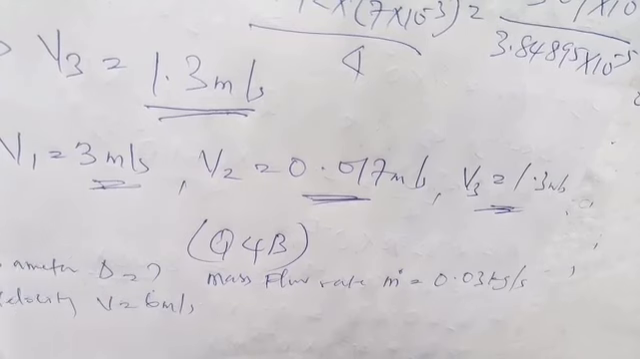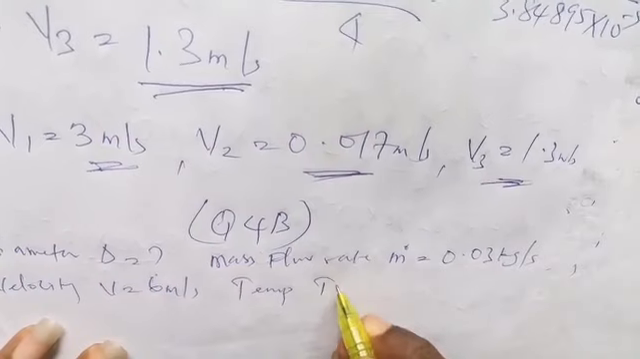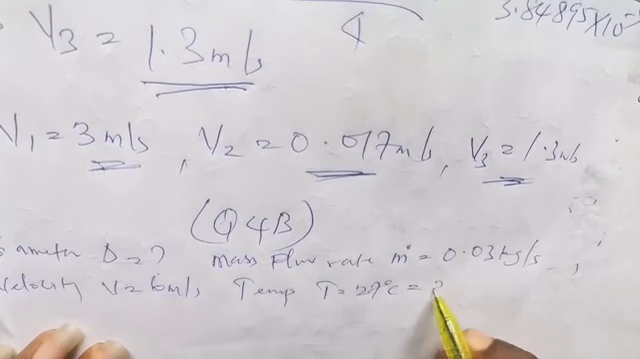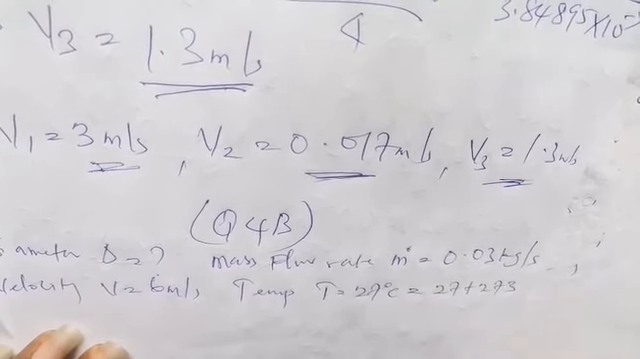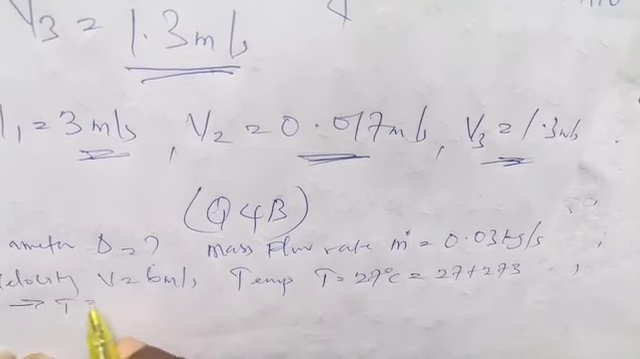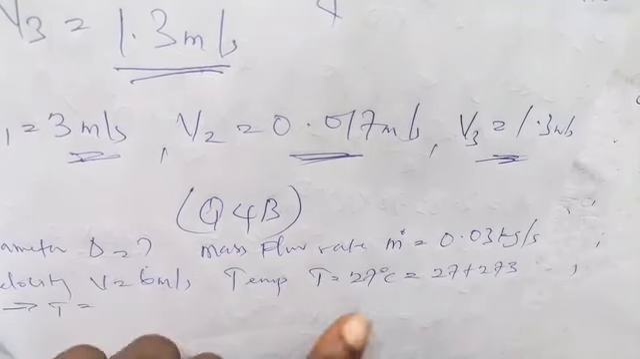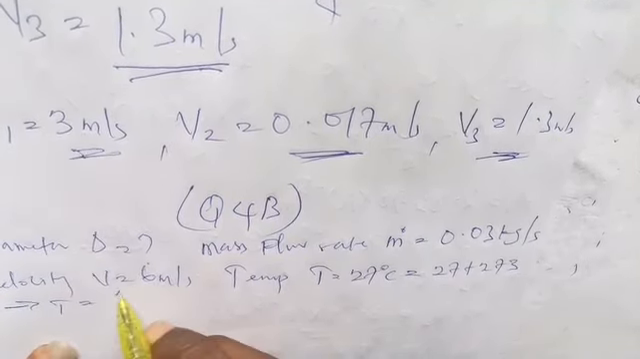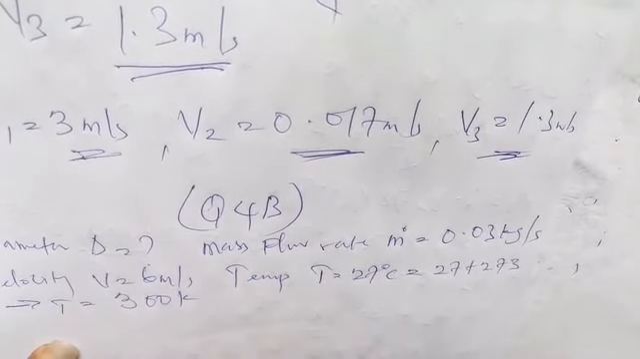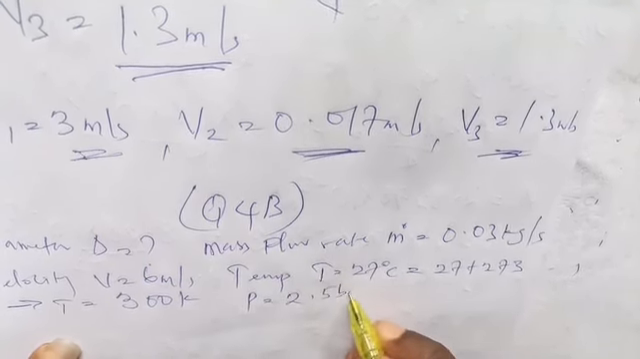We're also given temperature of 27 degrees Celsius. Temperature T was given as 27 degrees Celsius. So we convert this to Kelvin, which becomes 27 plus 273. Alright, so this implies that temperature is equal to 300 Kelvin. And the pressure was given as 2.5 bar. So we have pressure P equals 2.5 bar.